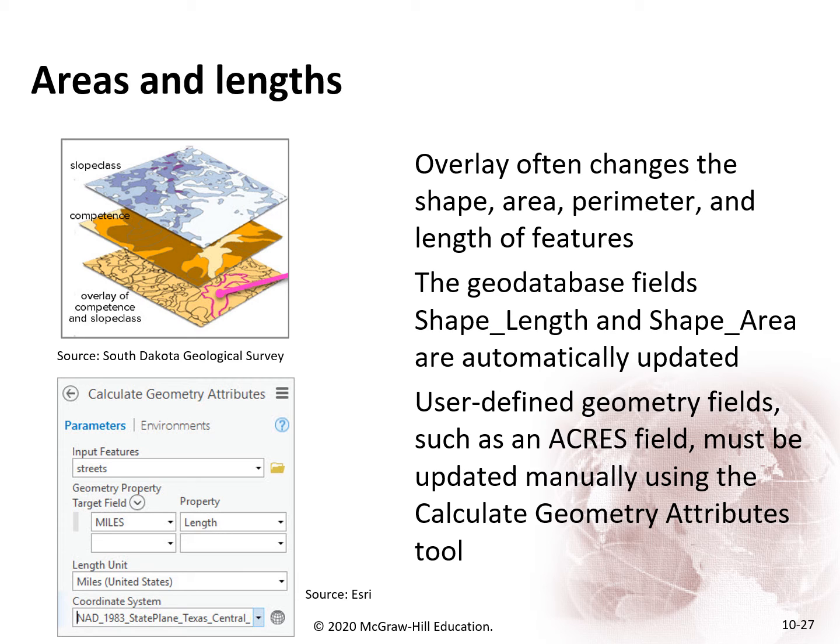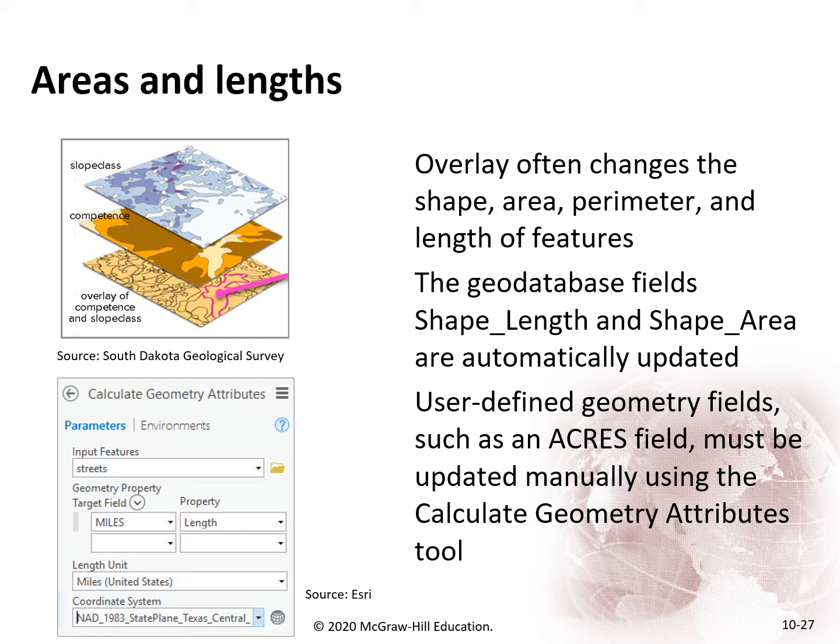Almost everything doesn't get updated. There are a few exceptions. In a geodatabase field, shape underscore length and shape underscore area are automatically updated. So what does that mean? I've got a feature class in a geodatabase.